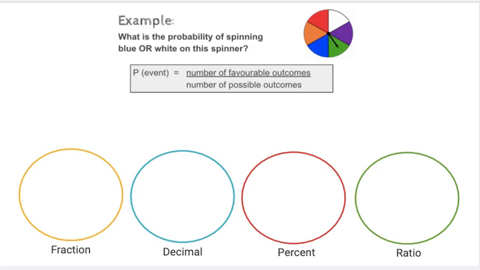In this example, we are using the same spinner, but we're asked, what is the probability of spinning blue or white on this spinner? So remember, we begin by putting an uppercase P to represent probability. And then inside parentheses, we put the event that we are looking at. Here, we're wondering what's the chance of spinning blue or white?